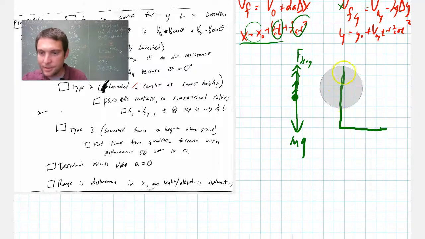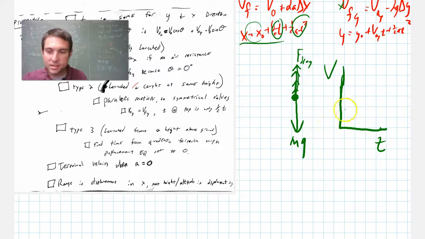Okay, so for things in terminal velocity, if we were to plot the velocity versus time graph, it's going to look like this, where there's a sharp, steady increase in velocity, and then eventually you reach a maximum velocity. Range, as far as projectiles are concerned, is your displacement in your x, while maximum height and altitude are your displacement in your y. Just a couple of vocabulary terms for you.